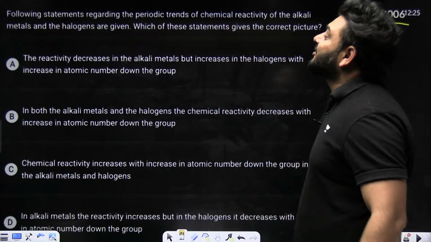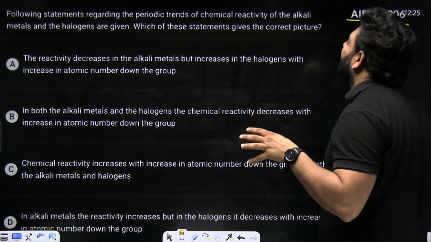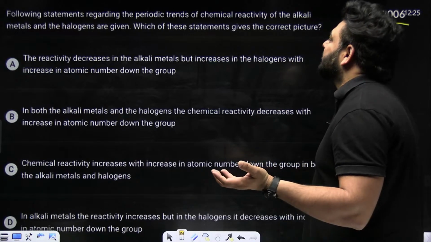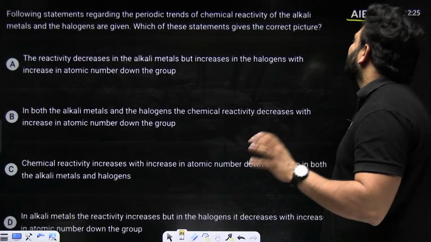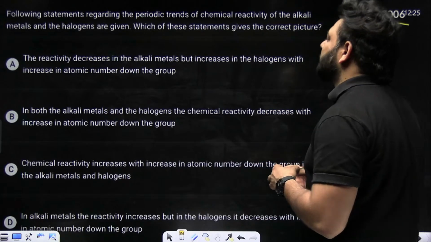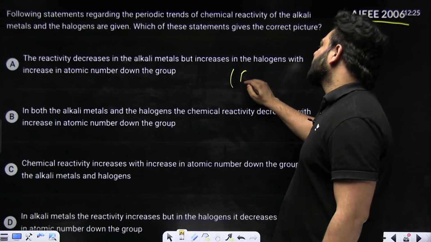Coming to 2026, the following statements related to the trends of chemical reactivity of alkali metals and halogens are given. Which of the following statements is correct in the picture? Number 1, reactivity decreases in the alkali metals but increases in the halogens. This is actually a false statement.